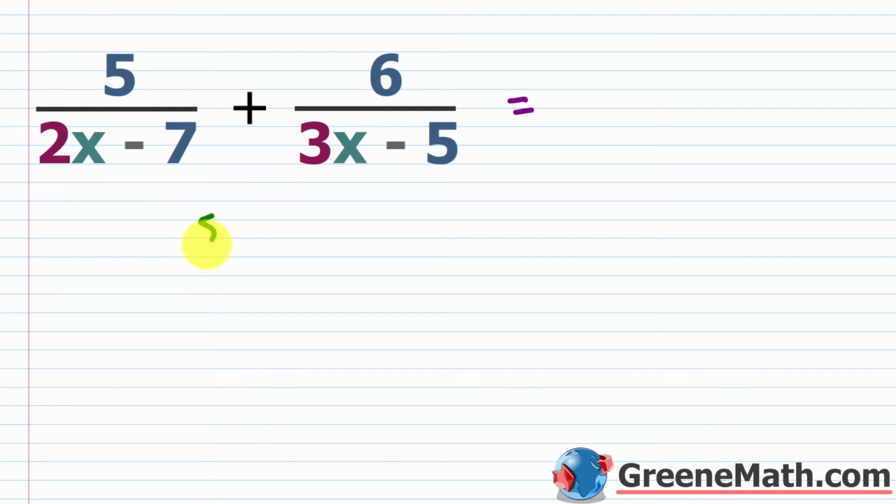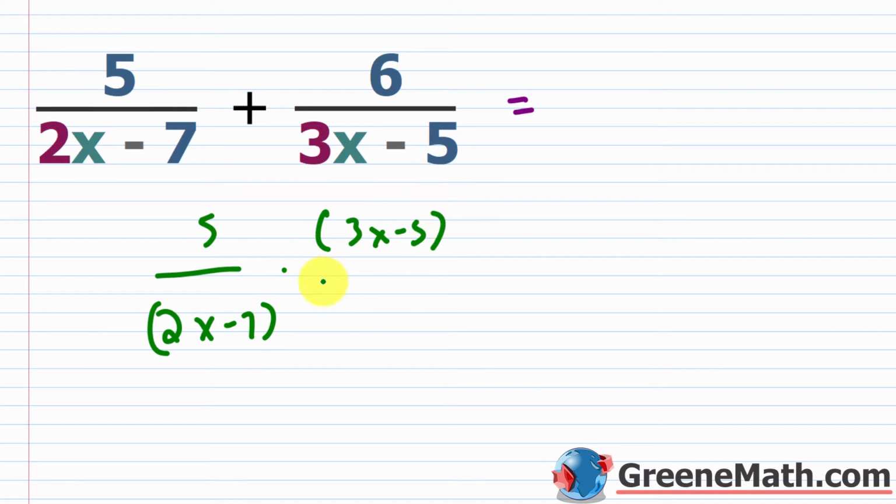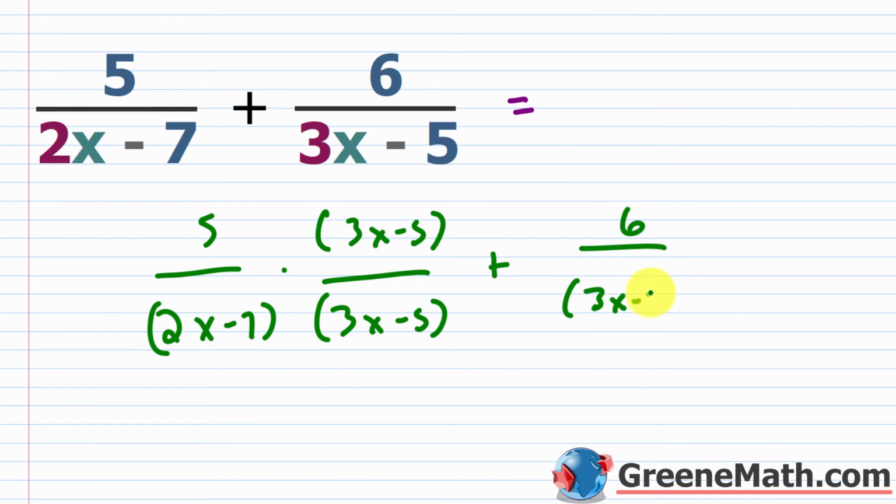Now, let me write this out the long way so no one gets confused. So 5 over 2x minus 7. Let me wrap that in parentheses. To get to the LCD as my denominator, I would need to multiply by this other denominator, 3x minus 5, top and bottom. So we know this setup at this point. Let me put plus. We'll have 6 over this 3x minus 5 times, I'm going to multiply top and bottom by the other denominator. So 2x minus 7 over 2x minus 7.